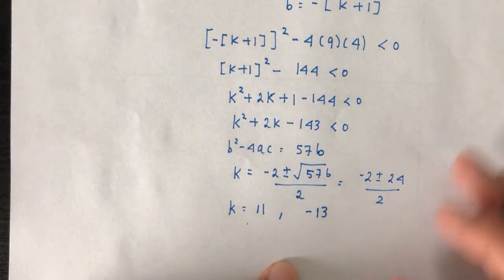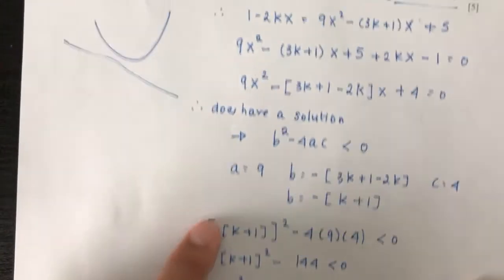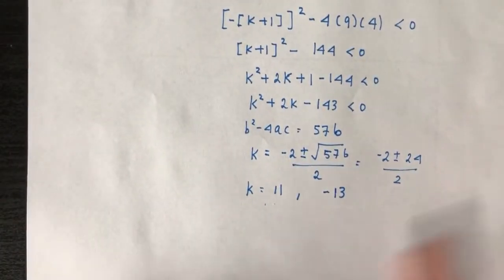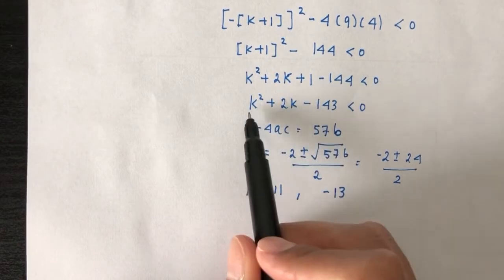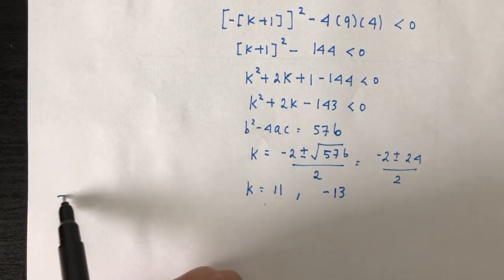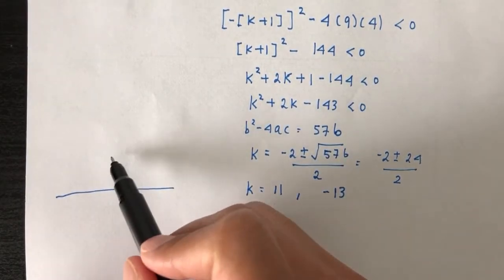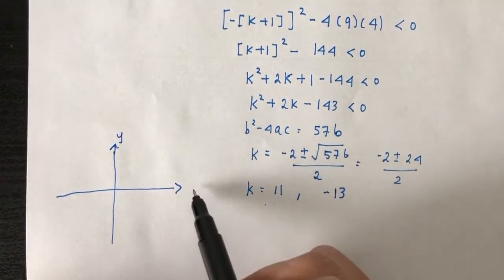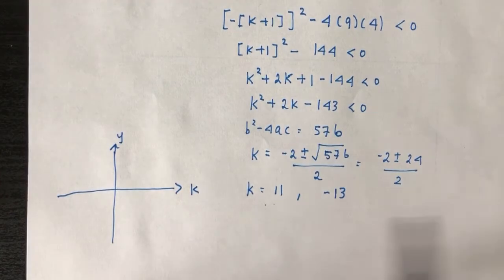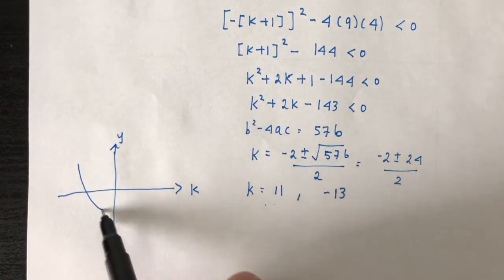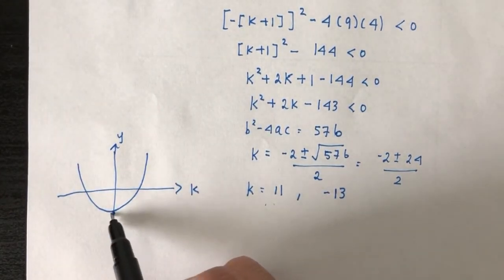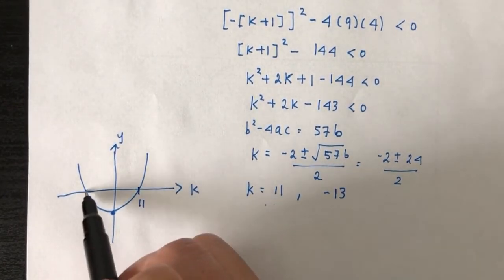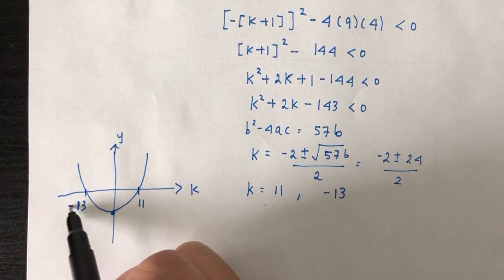So now we have to find for which values of k this curve does not have a solution with this line. So basically, look at this equation here. This is what it is. Let's see if we have our axis. This will be the y-axis, this will be the k-axis. And this is in the shape of this. This will be the minimum point, and this is the value. This is 11, and this is minus 13.